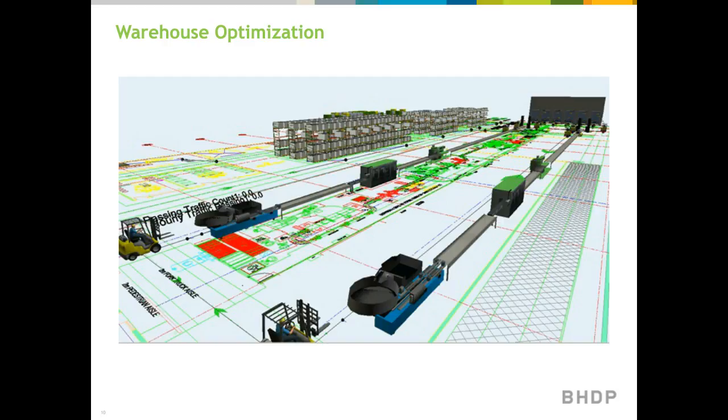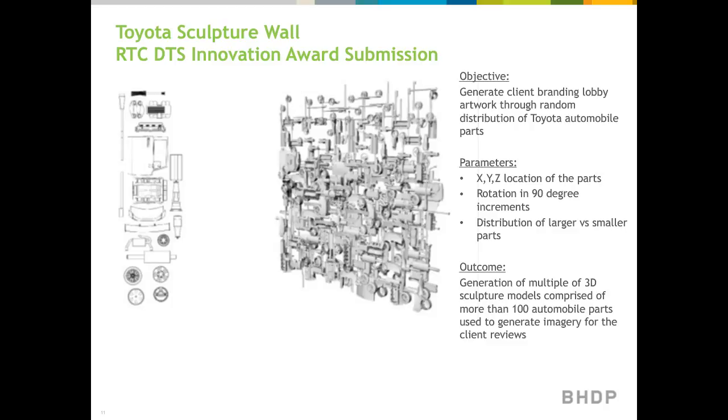So take us into that final example there, Lestavian. All right, thanks. This last example I'm going to share with you is my personal favorite. It's an art piece we proposed for Toyota in one of their lobbies, and I think it's real slick. We actually submitted it for a design award at the Revit Technology Conference. So needless to say, I'm really proud of it.